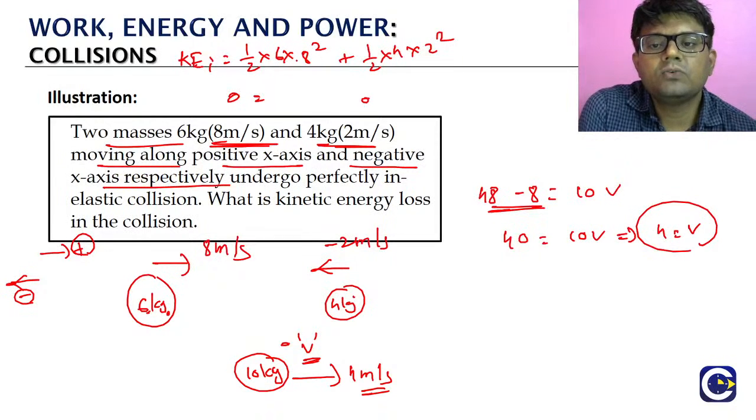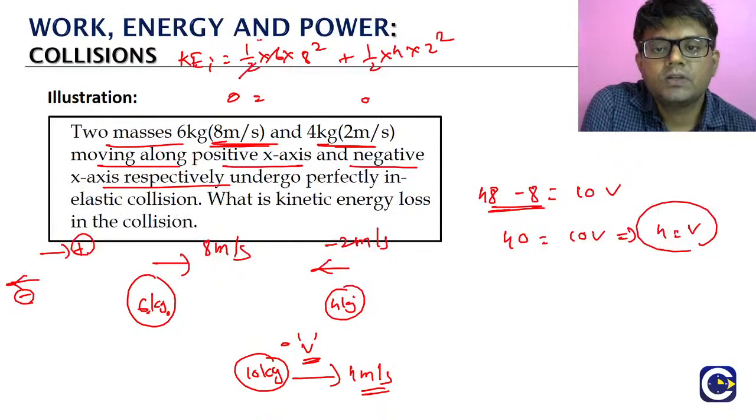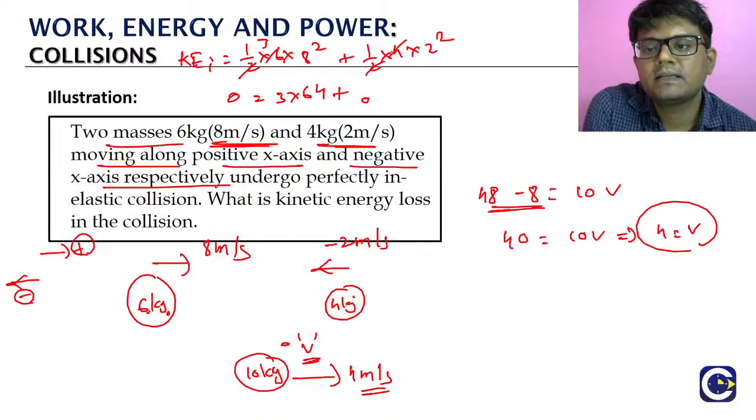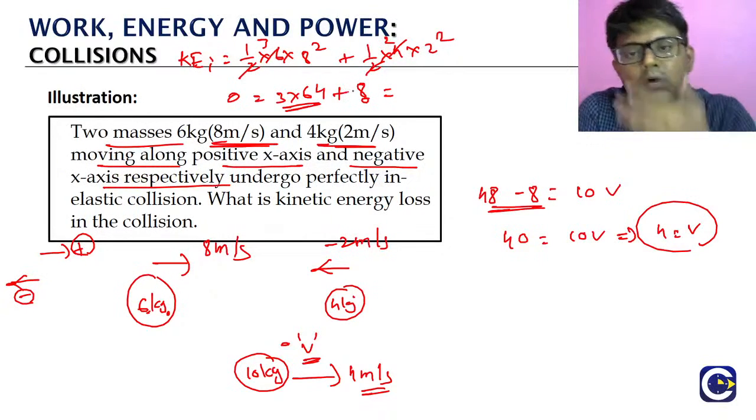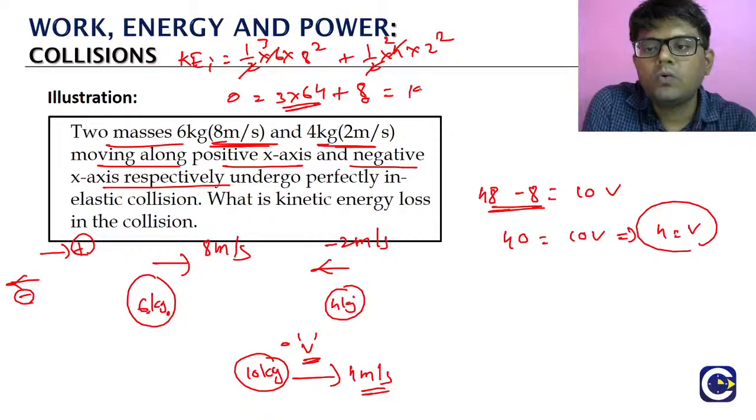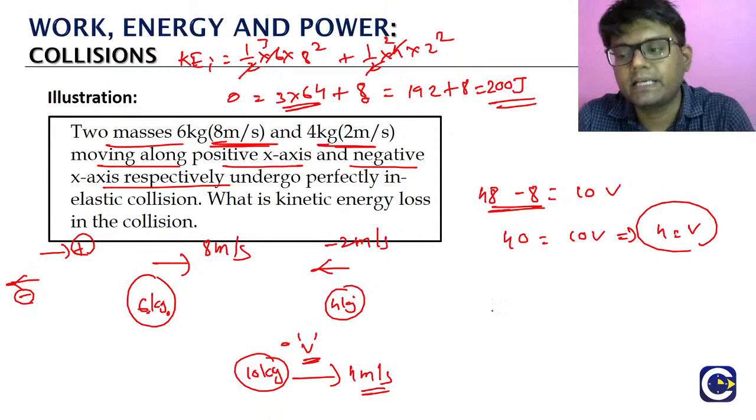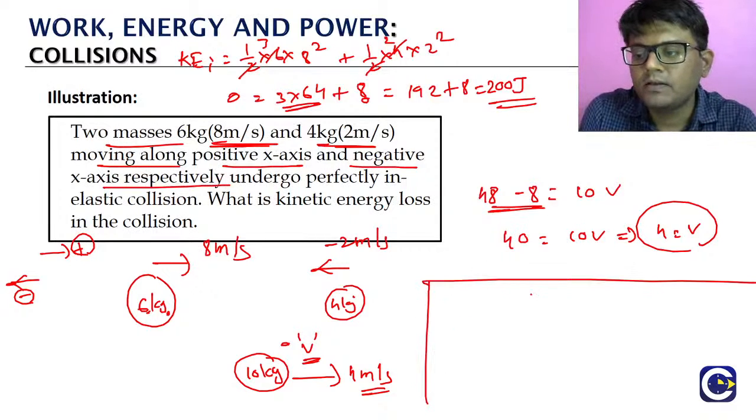Half into 6 into 8 square means 2 3s are, 3 into 8 square is 64 plus 8. 3 into 64 is what? That is 192 plus 8, that is 200 joule. That is our initial kinetic energy. We'll just write it here.